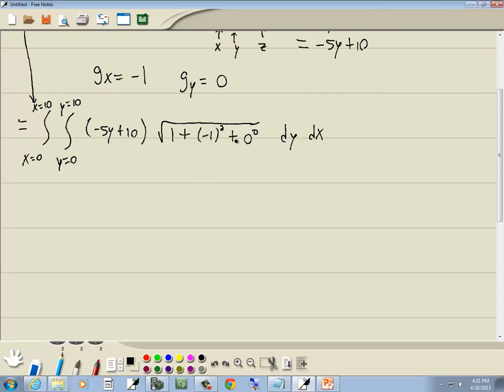Well, 0 squared drops away. Negative 1 squared is 1. 1 plus 1 is 2, so that's the square root of 2. I'm going to put that out in front. And then from x equals 0 to x equals 10, we're integrating the negative 5y plus 10 with respect to y. So that gives us negative 5/2 y squared plus 10y from y is equal to 0 to y is equal to 10.